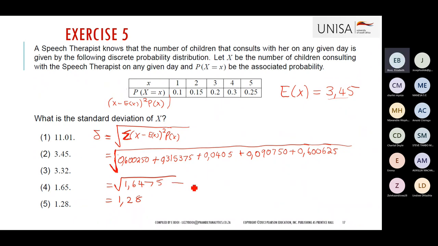The value here underneath, this is what we call the variance, right? Which is sigma squared, which if it was, it would have been number 4. So the answer is number 5. You just need to practice. Okay, so that concludes.